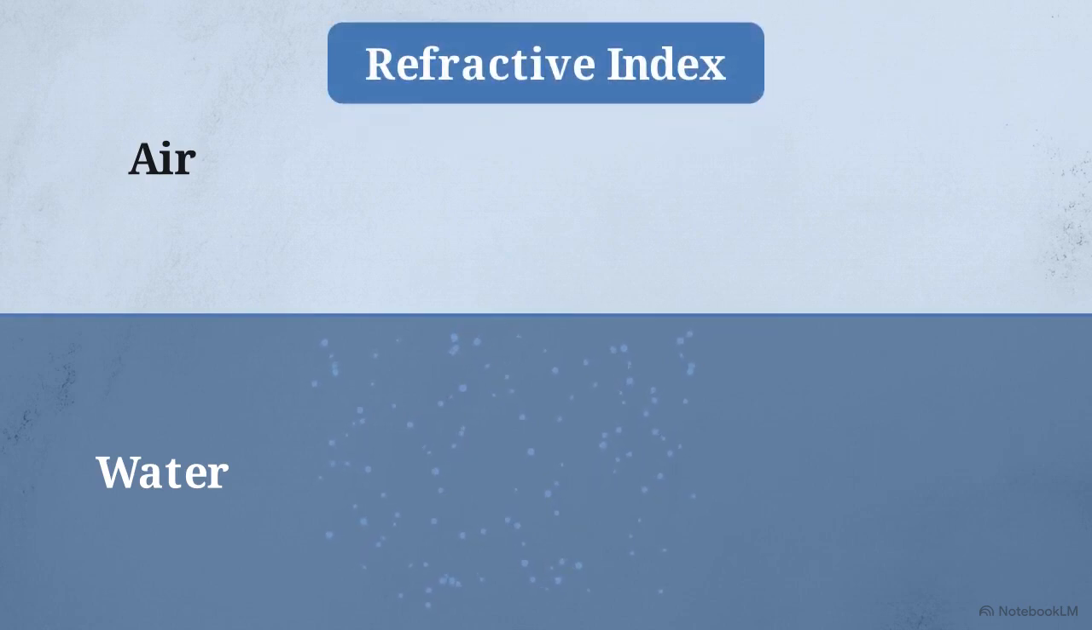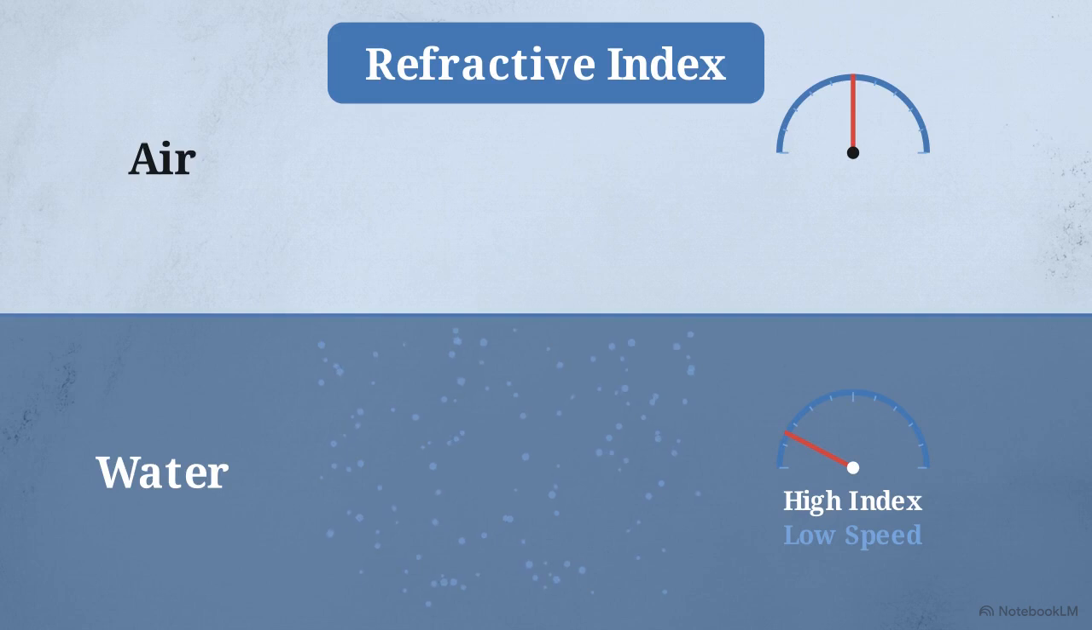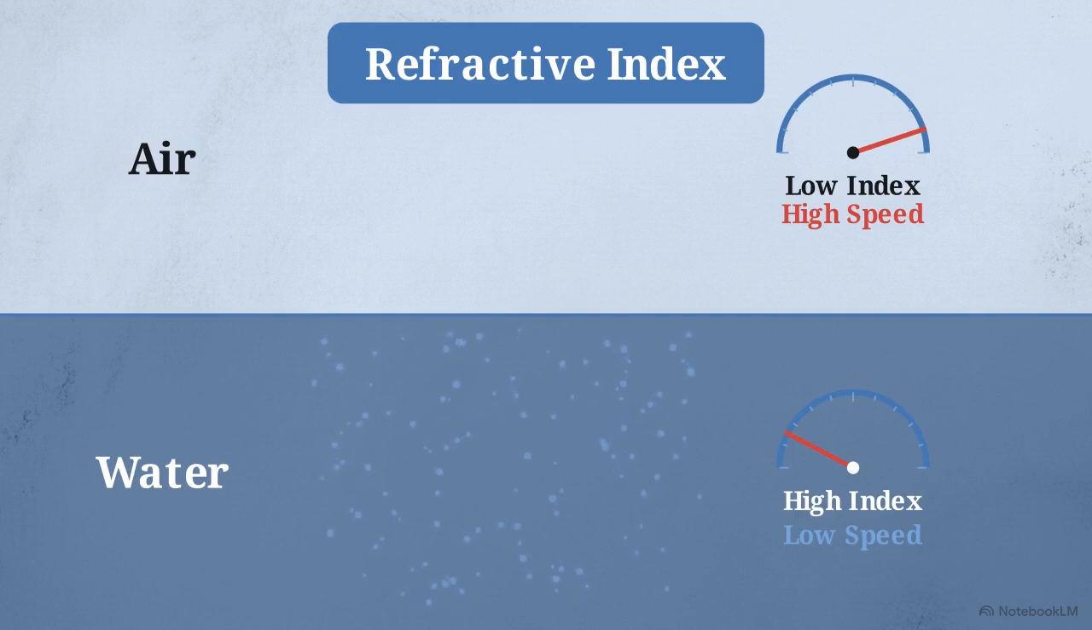Physicists measure this optical density using a value called the refractive index. You can think of this index as a strict speed limit. Water has a higher index, meaning a lower maximum speed for light. Air has a lower index, allowing a much higher speed. Because liquid water is optically dense, it creates resistance.